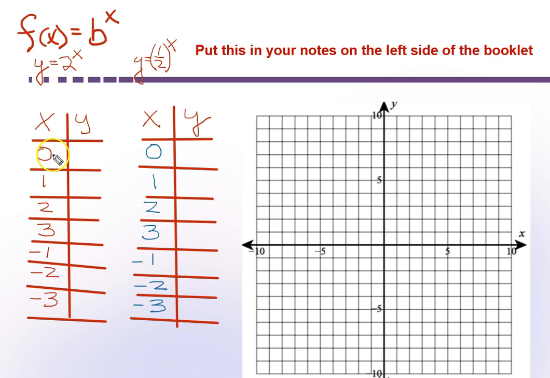Alright, so let's start filling in. If you've copied this down, you'd have to pause it. So we have 2 to the 0 power. X is going to be 0. Well, anything to the 0 power is 1. 2 to the first power is 2. 2 to the second power is 4. 2 to the third power is 8.